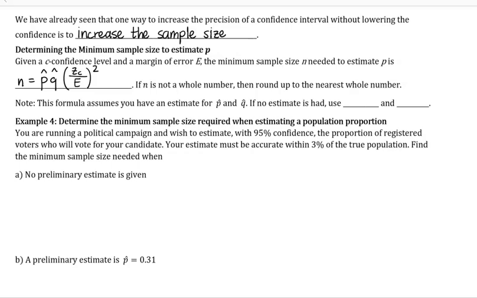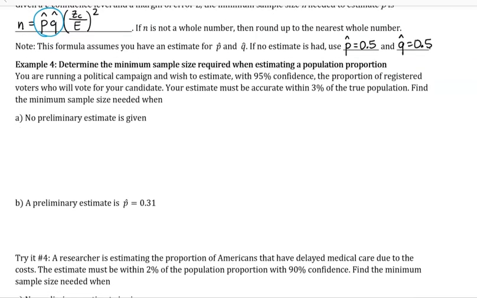And notice that in this formula, we do have to put in estimates for P hat and Q hat based off of the problem. If we do not have any preliminary estimates, if we don't know what those are, then we're going to use 0.5 for both of them. So we're going to use P hat equals 0.5 and Q hat equals 0.5 if we do not have estimates. So now let's look at an example where we determine the minimum sample size.